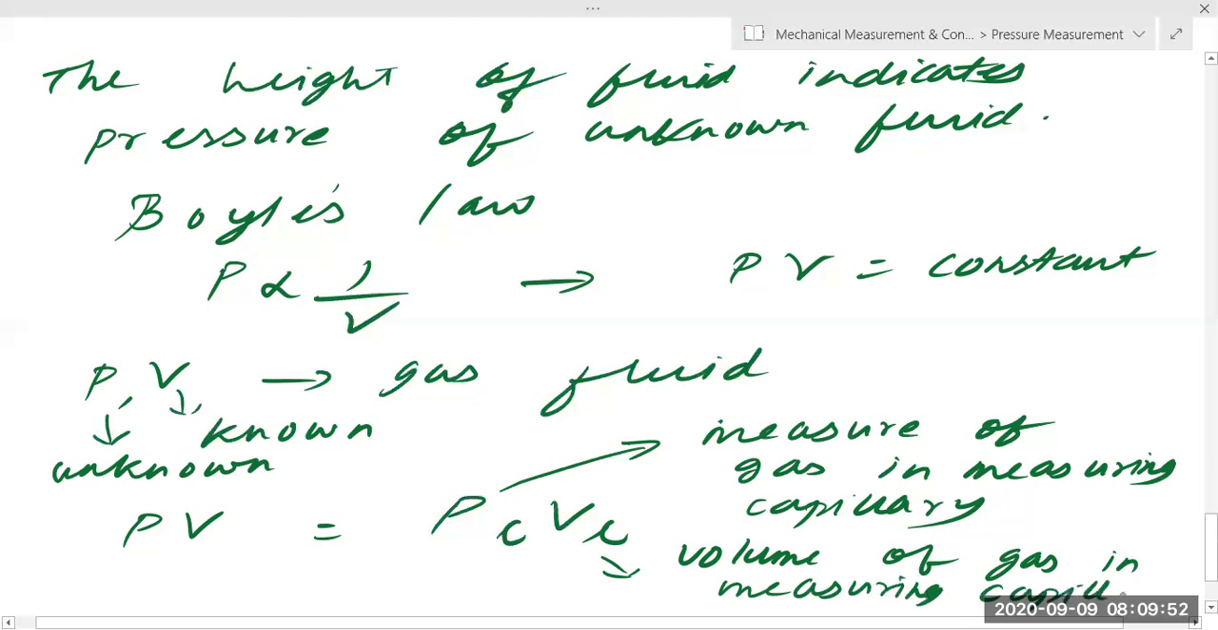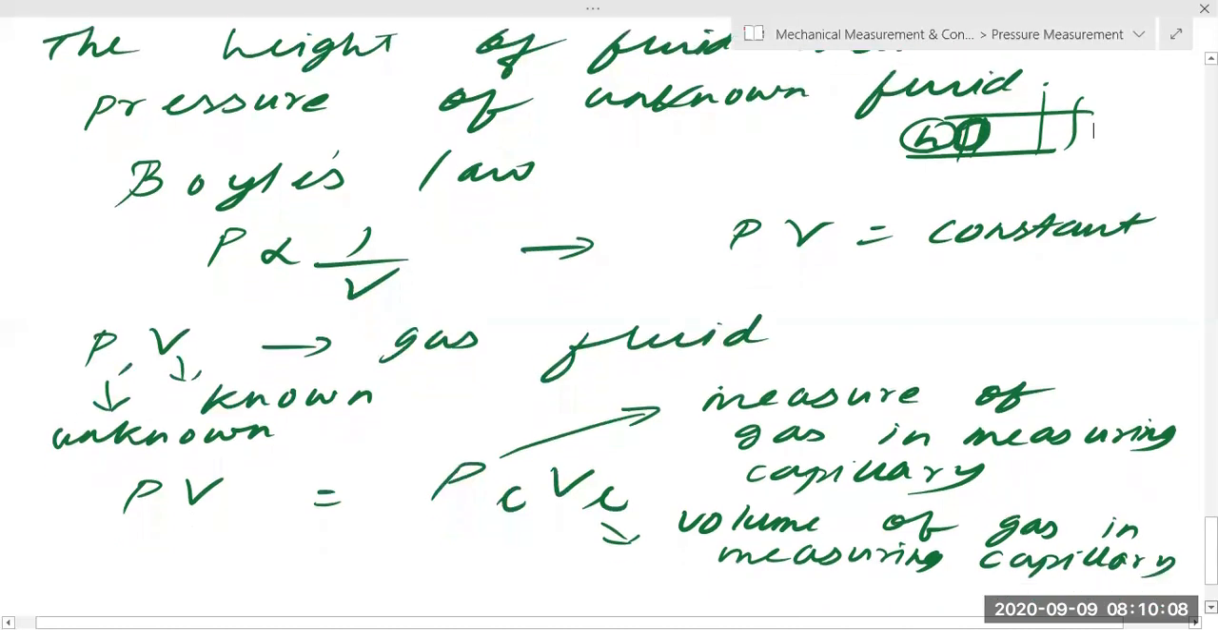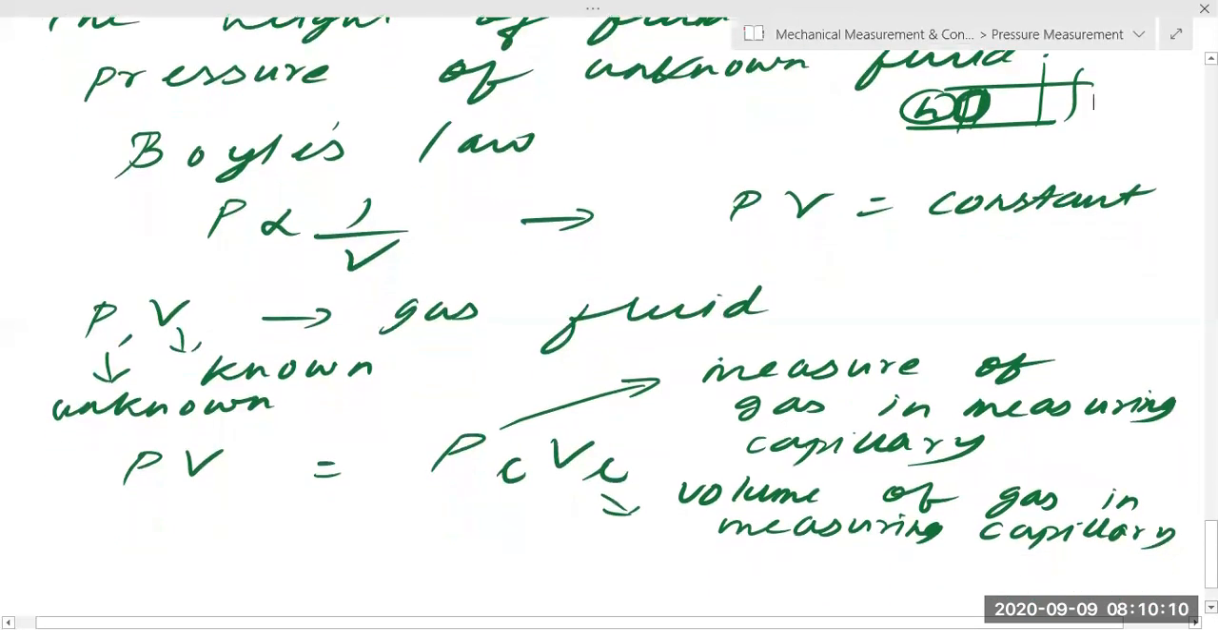If you remember, there was a height, right? And this was the difference, and whatever was the difference is the h. Now, if I want to find the volume of this thing, I know the volume will be equal to the cross-section area of this capillary into the height, correct?